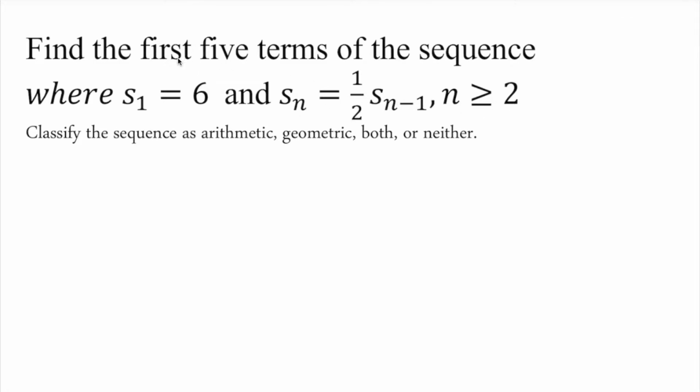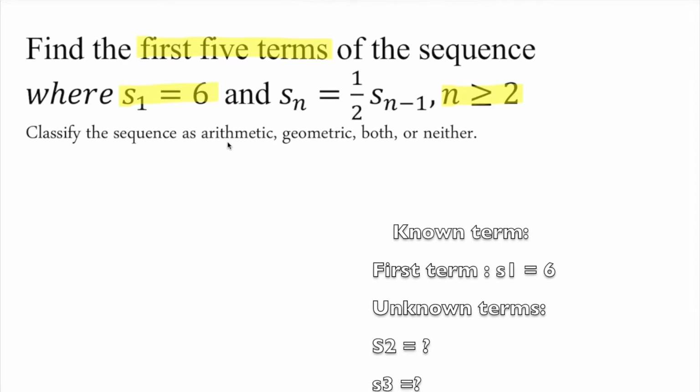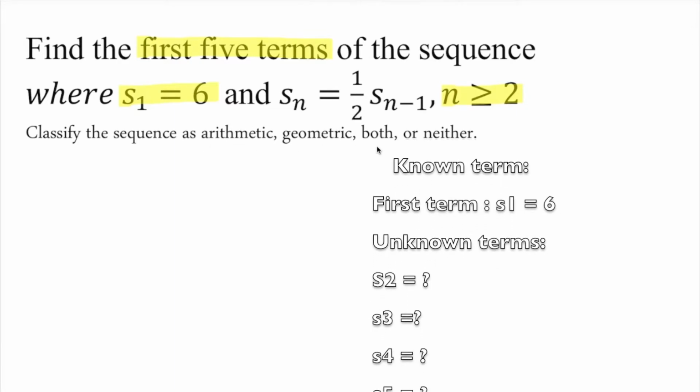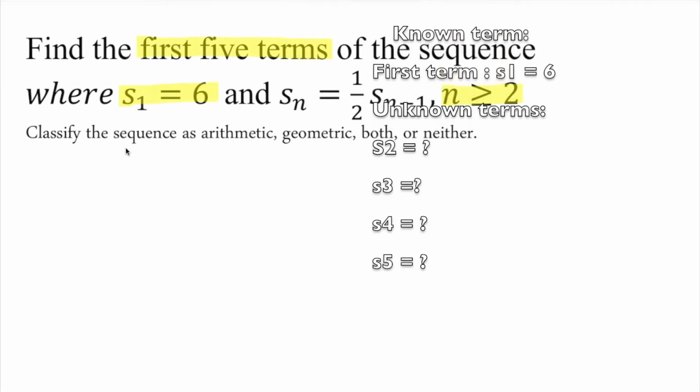Well, we're looking for the first 5 terms. This is the condition given here, and you have to be very careful with the condition that must be satisfied. Also, we know that the first one is given here. After we find the first terms, we have to come up with a conclusion whether it is arithmetic, geometric, both or neither. So let's first find the terms, and then we're going to find out how to come up with the conclusion.